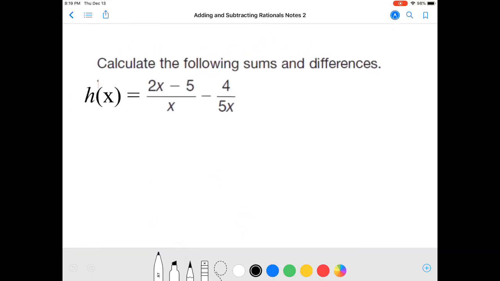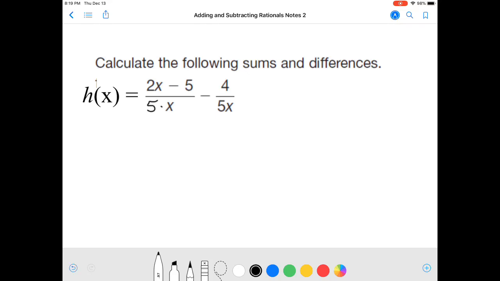Let's take a look at the first problem together. So our denominators are x and 5x. So we have to multiply the first rational function by 5 in the numerator and the denominator to give us that common denominator.